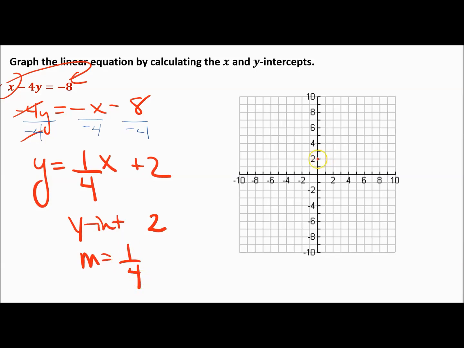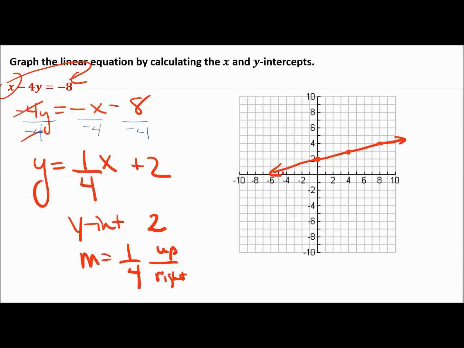So first I plot my point 2. And then my slope of 1/4 means I go up 1 and right 4. Remember, the top number is always up and down. Bottom number is always left and right. I do that from my y-intercept. So I count up 1 and right 1, 2, 3, 4. I can do it again. Count up 1 and right 1, 2, 3, 4. I connect the dots. And there's my line.